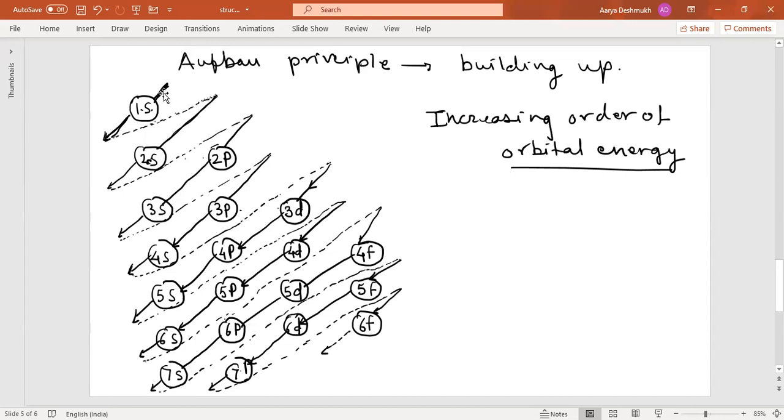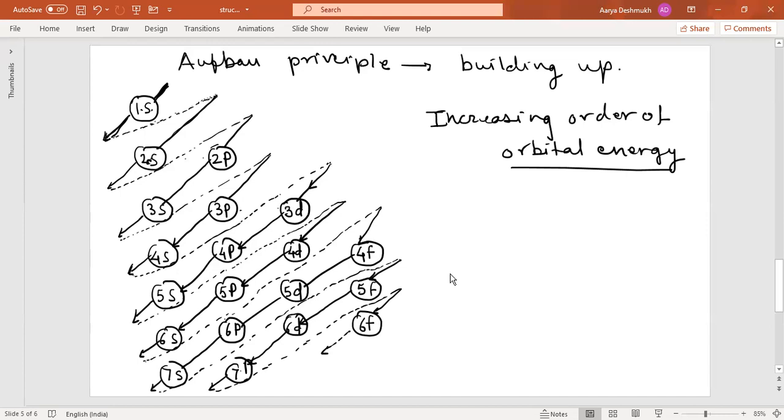When you start from here, you should be able to easily understand what the next one should be. That is very important while writing down the electronic configuration. You follow this diagram, so there will be no difficulty in writing the electronic configuration.